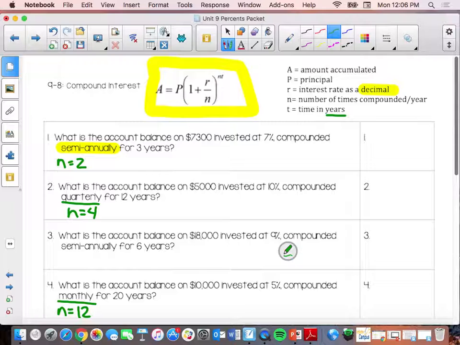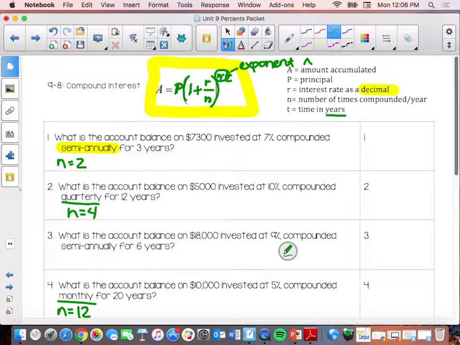Okay, so here's the formula. A equals principal times, in parentheses, 1 plus the rate as a decimal divided by the number of times it's compounded. And that is all to the power of, so this is an exponent. Make sure you use the exponent key, the caret key. It's to the power of n times t.